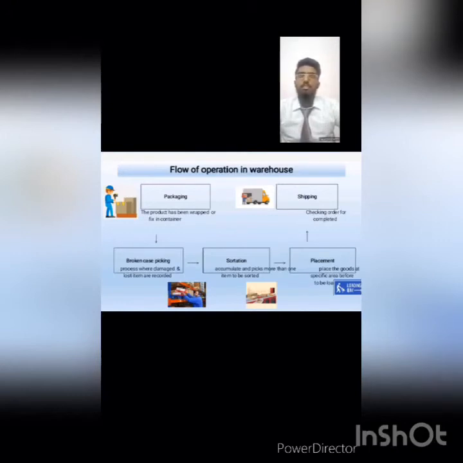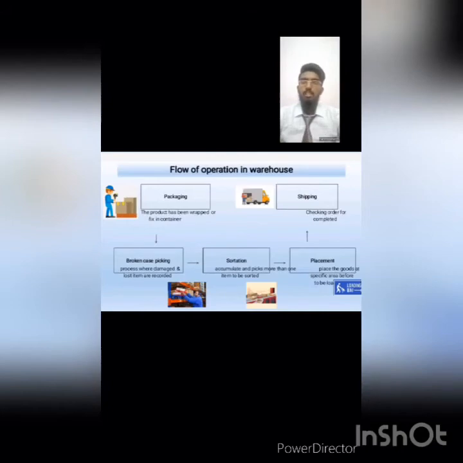Next, flow of operation in the warehouse is sortation. Sortation is to accumulate and pick more than one item to be sorted. Unit sortation systems are designed to handle issues that are more common. Sortation is the process of identifying items on a conveyor system and diverting them to specific destinations using a variety of devices controlled by task specific software. Sorters are applied to different applications depending upon the product type and required rate.